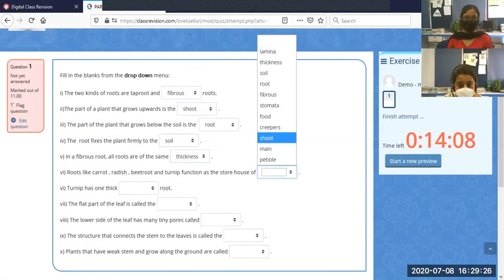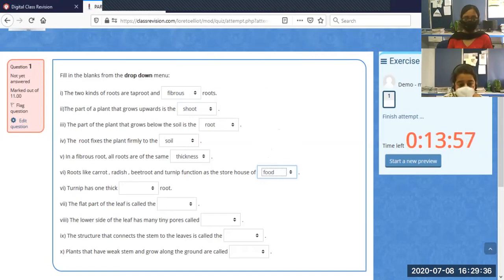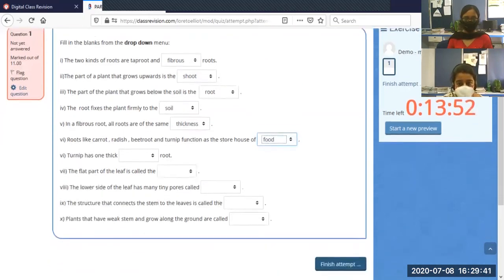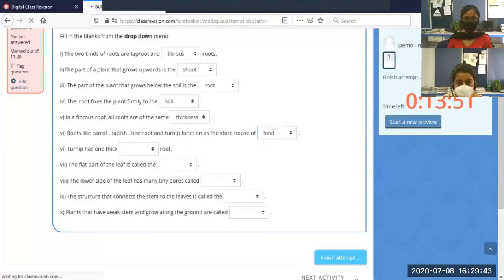Roots like carrot, radish, beetroot, and turnip function as the storehouse of. Ma'am, see the options. Which one do you think is the best option? Will it be food, ma'am? Yes, it is food. Okay. Roots like carrot, radish, beetroot, and turnip function as the storehouse of food. All right. Okay, ma'am. So, this was the assessment.